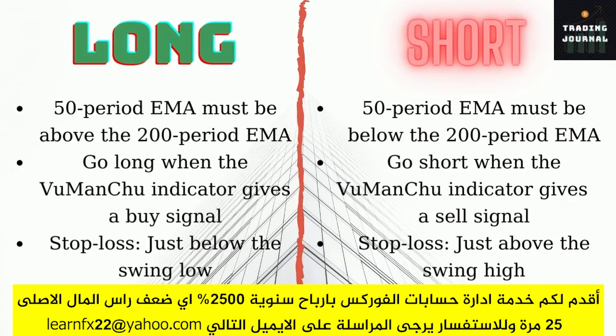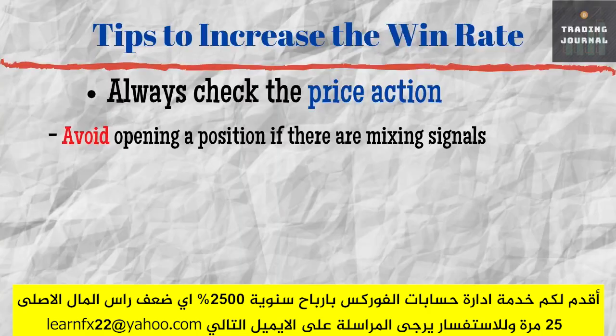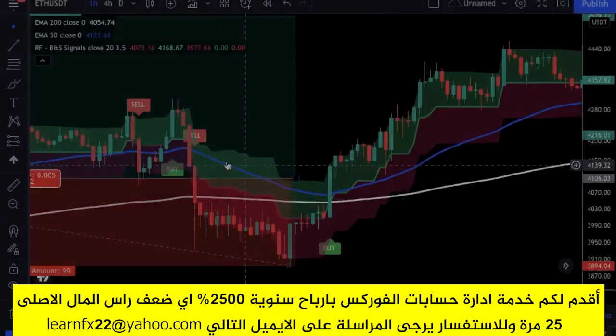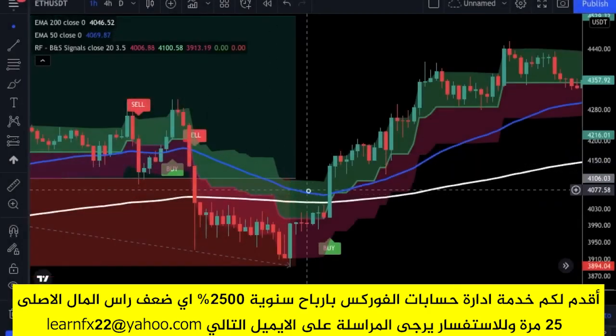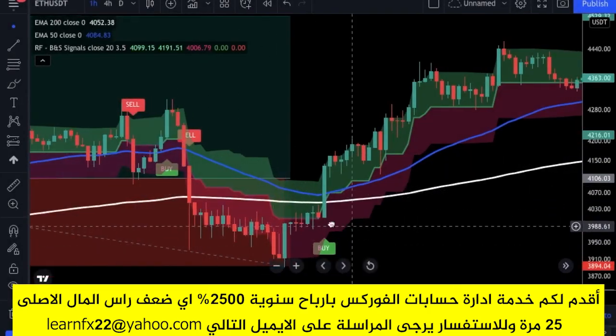Let me give you some quick tips to increase the win rate of this strategy. The first thing you should consider in all of the trading strategies is the price action. Remember the signals we skipped in our examples. If the price gives mixed signals, don't open a position.